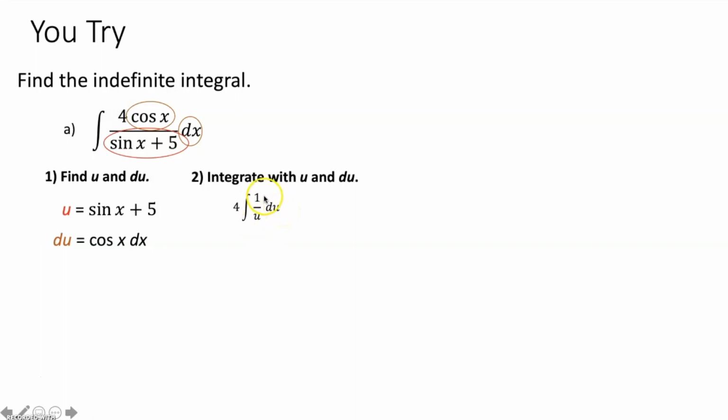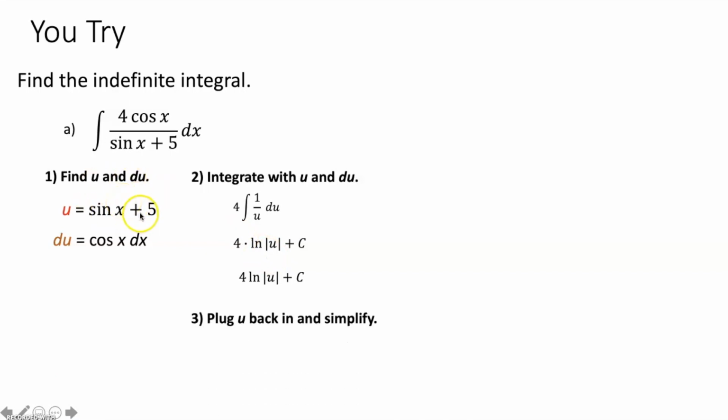How do we do that? Remember, the integral of 1 over u du in the theorem we talked about before is going to be the natural log of the absolute value of u plus c. Multiply that 4 on, and now all we have to do is take whatever we set u equal to, which in this case was sine of x plus 5, plug it back in for u, and we have our answer to this indefinite integral up here.